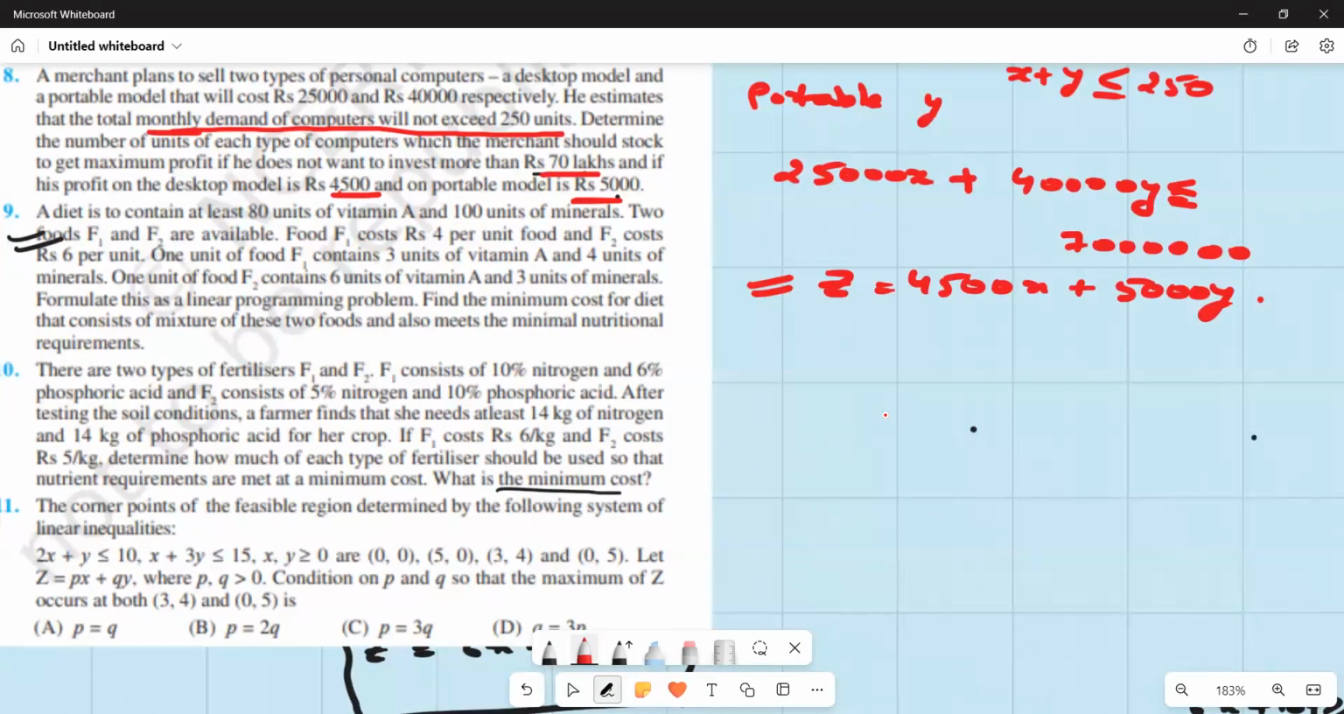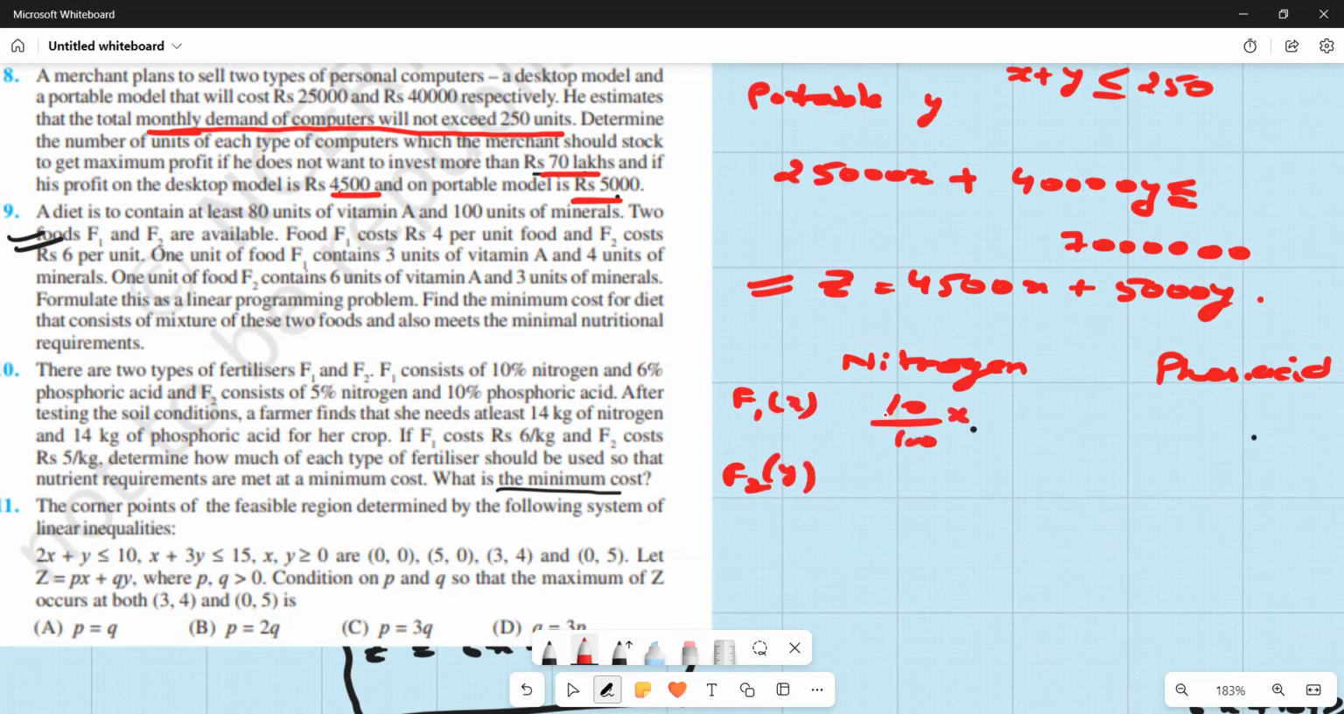Question number 10, I am doing. There are two types of fertilizers, F1 and F2. It consists of nitrogen and phosphoric acid. So how much is nitrogen? F1 consists of 10% of, so let this be x kg and this will be y kg. 10% of x is nitrogen and 6% of x is phosphoric acid. F2 contains 5% of y as nitrogen and 10% of y as phosphoric acid.